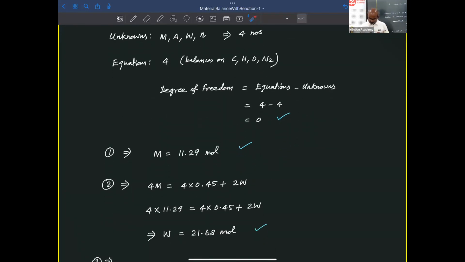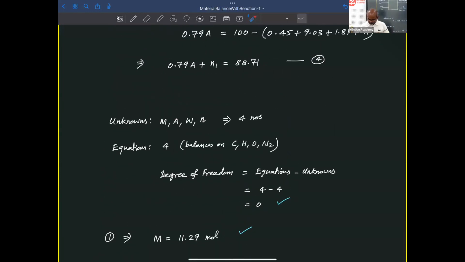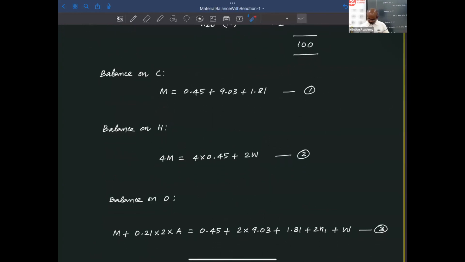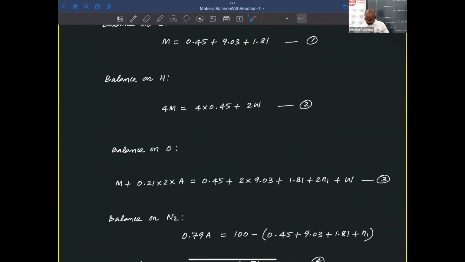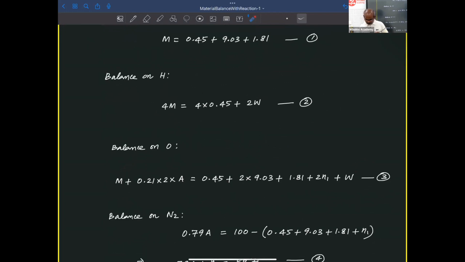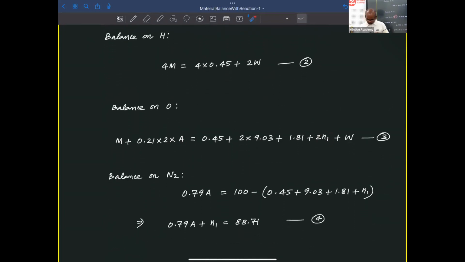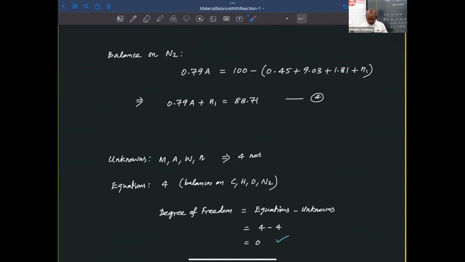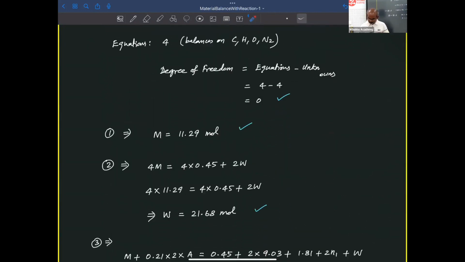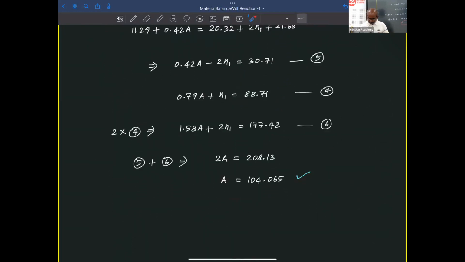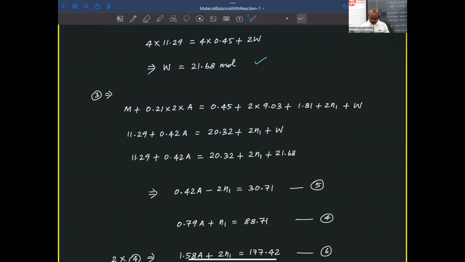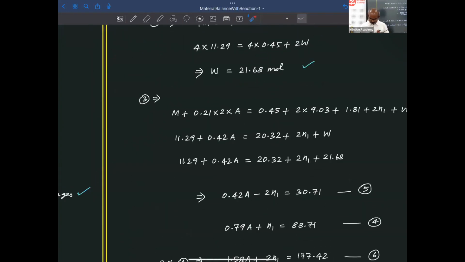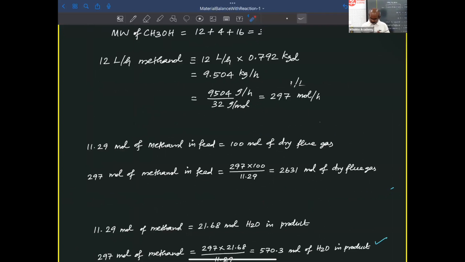You can easily solve this, because first we have only M as the unknown. Once M is solved, then we can solve for W. And once M and W are available, you can get the equation for A and N1. The other equation is also in A and N1, so these two equations can be solved together. In that way, I get every unknown: A, W, and M are calculated. Once these are calculated, the rest of the things are similar to the previous one.